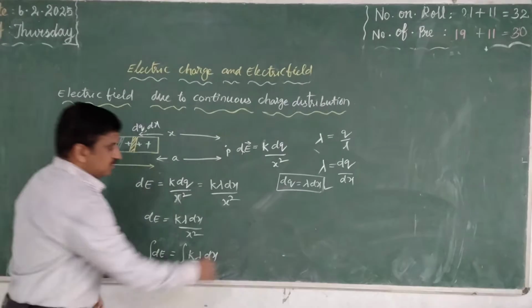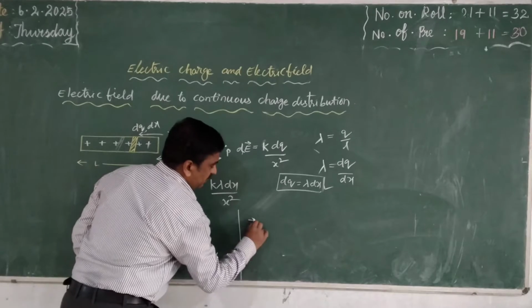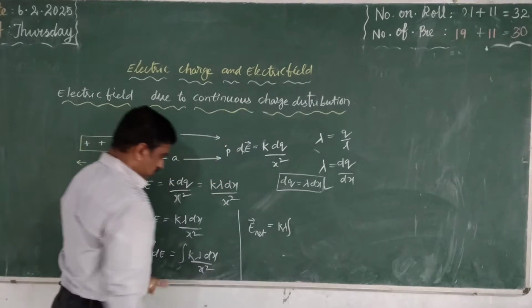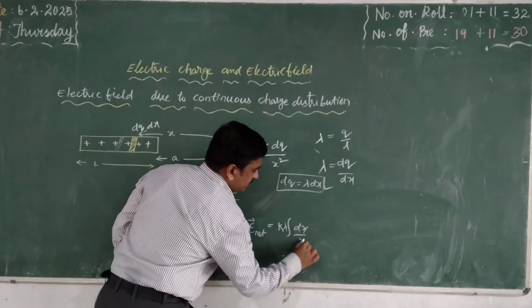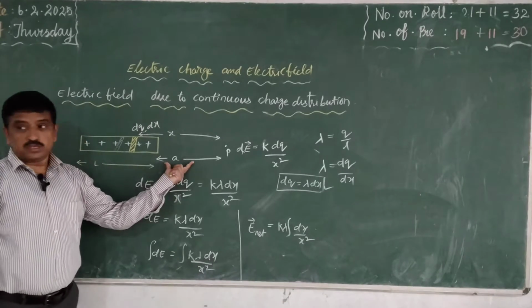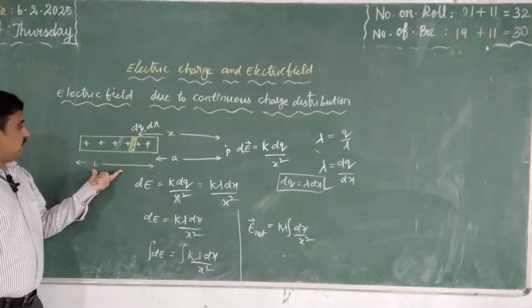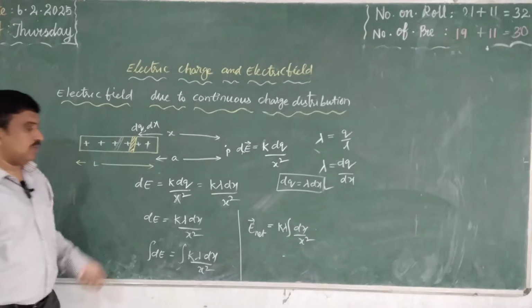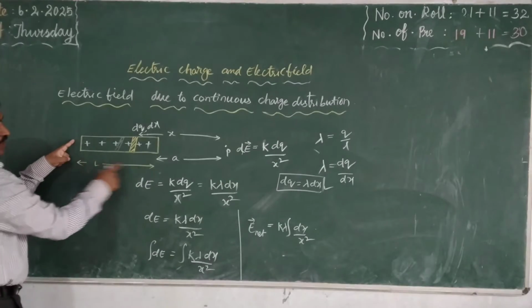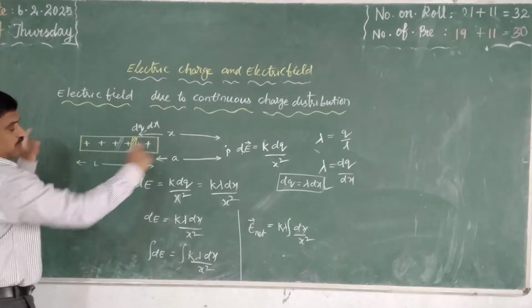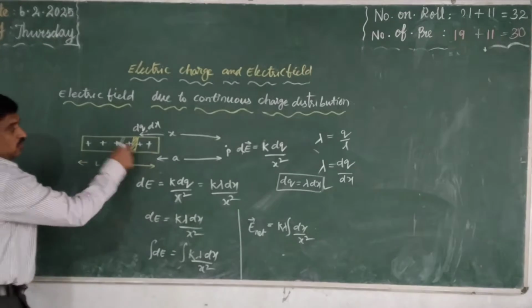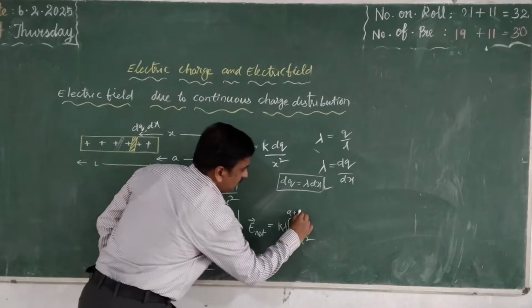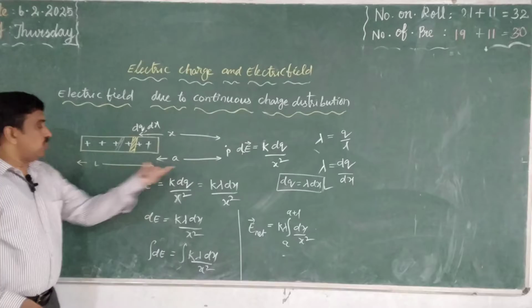So integral dE means E. The net electric field equals the integral of k lambda dx by x square, where k and lambda are constants. The starting point is at length a, and the extended object has length L, so the total goes from a to a plus L. In between there are many small elemental regions, elemental charges dq, and we add them all. That's why the limits are a to a plus L.